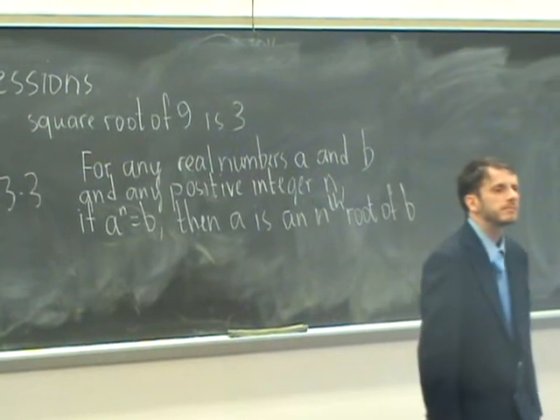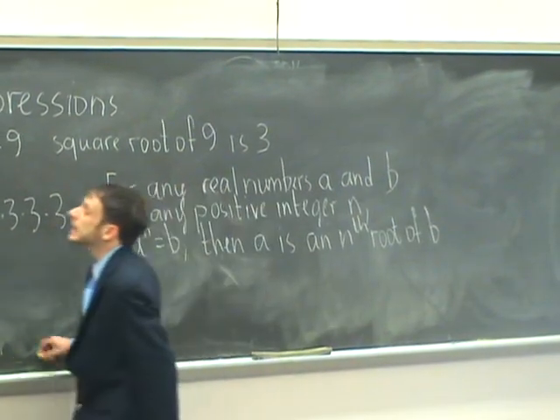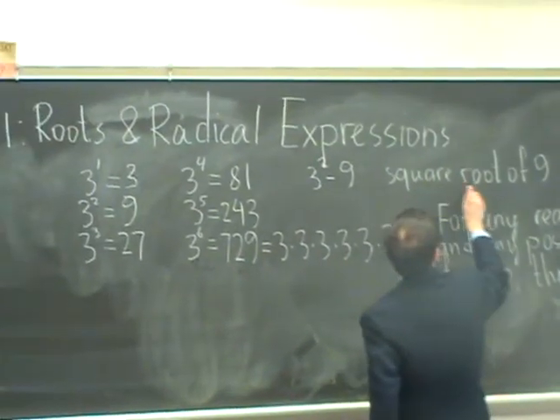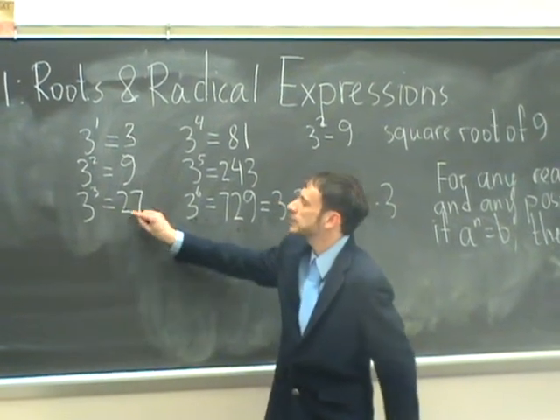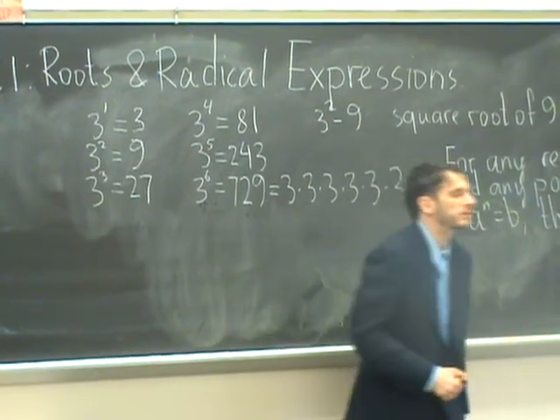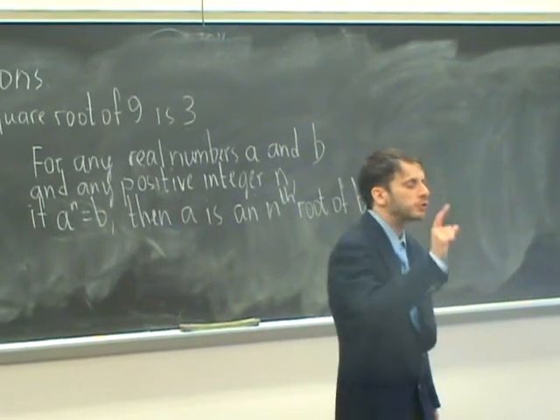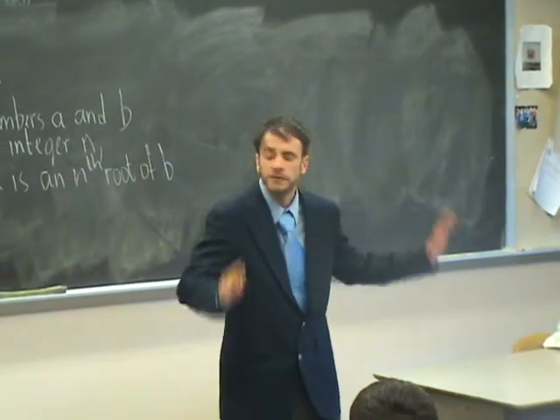You guys good? All right, let's go on. So, if we know that 3 squared is 9, we said that the square root of 9 is 3. We know that 3 to the third power is 27. How would we reverse it to say in terms of a root? It's going to be what kind of a root? Cube root of 27 is 3. Very good.